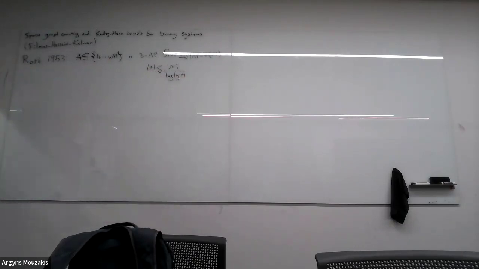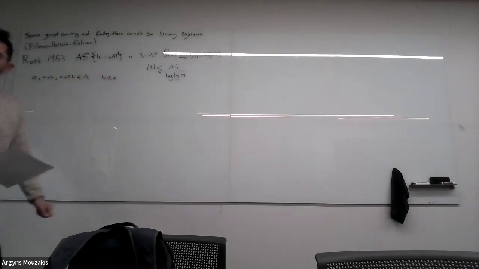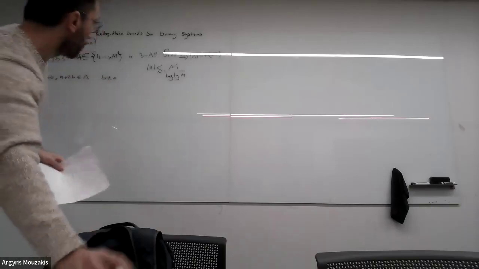Let me give the formal definition of 3AP, to make sure we've got that clear. So 3AP is a, a plus b, a plus 2b in A. B is the jump. You've got a starting point, and then an arbitrary jump. So if you can have this pattern in A, then A must be small.